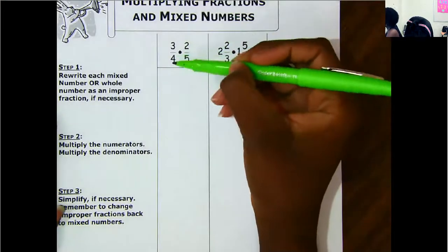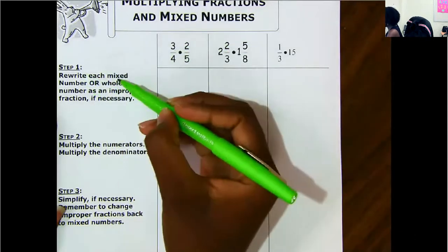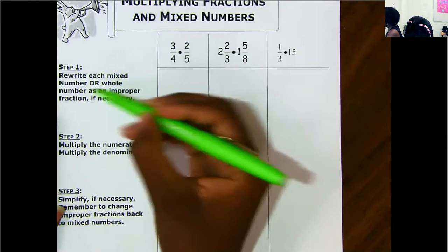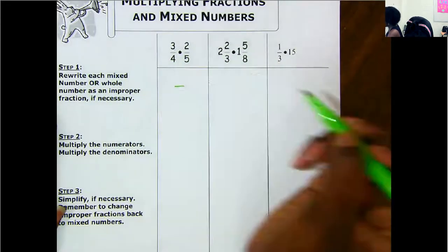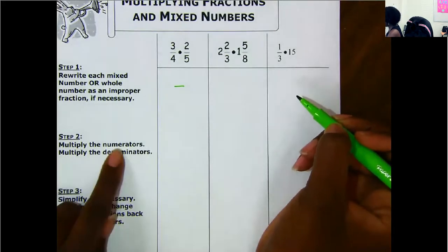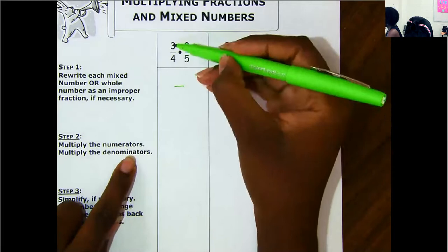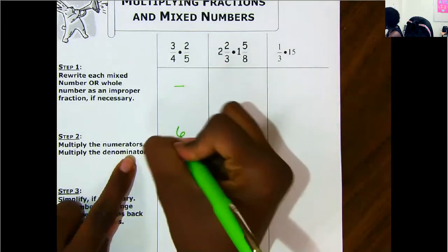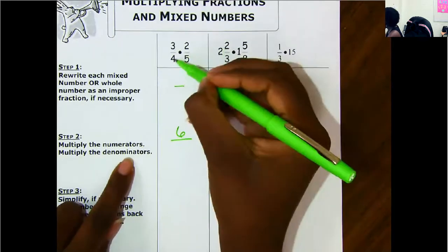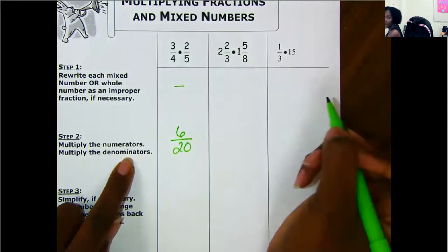We have 3/4 times 2/5. Simple enough, right? So it says rewrite each mixed number or whole number if necessary. Not necessary. We don't need to do that step. The next one says multiply the numerator, multiply the denominator. So I'm going to come back up here. 3 times 2, these are my numerators, is 6. And then my denominator, 4 times 5, which is 20. I have multiplied my fraction.